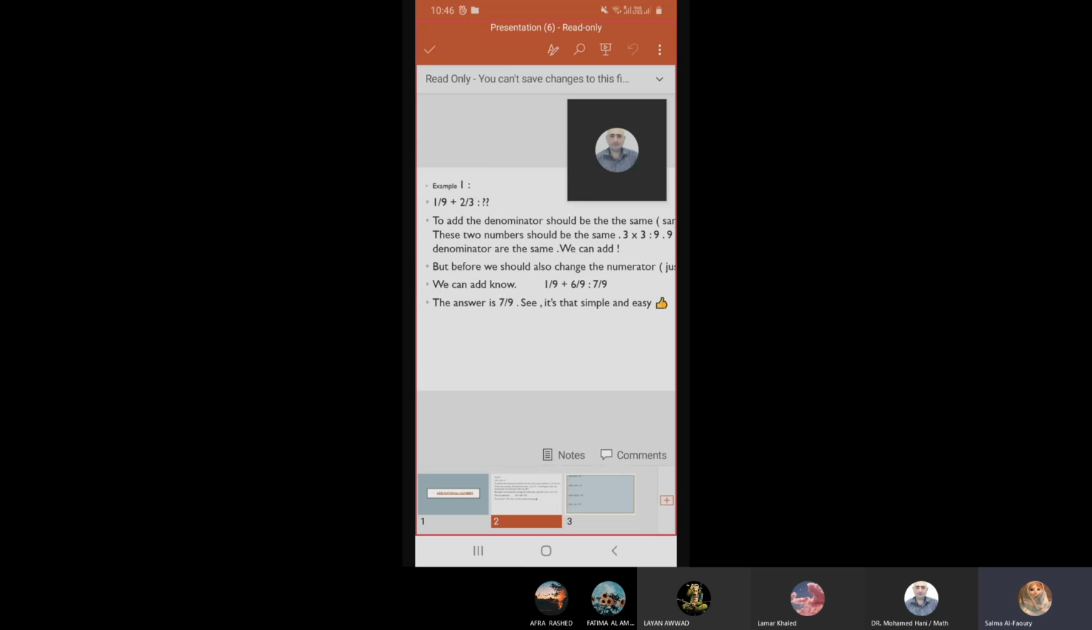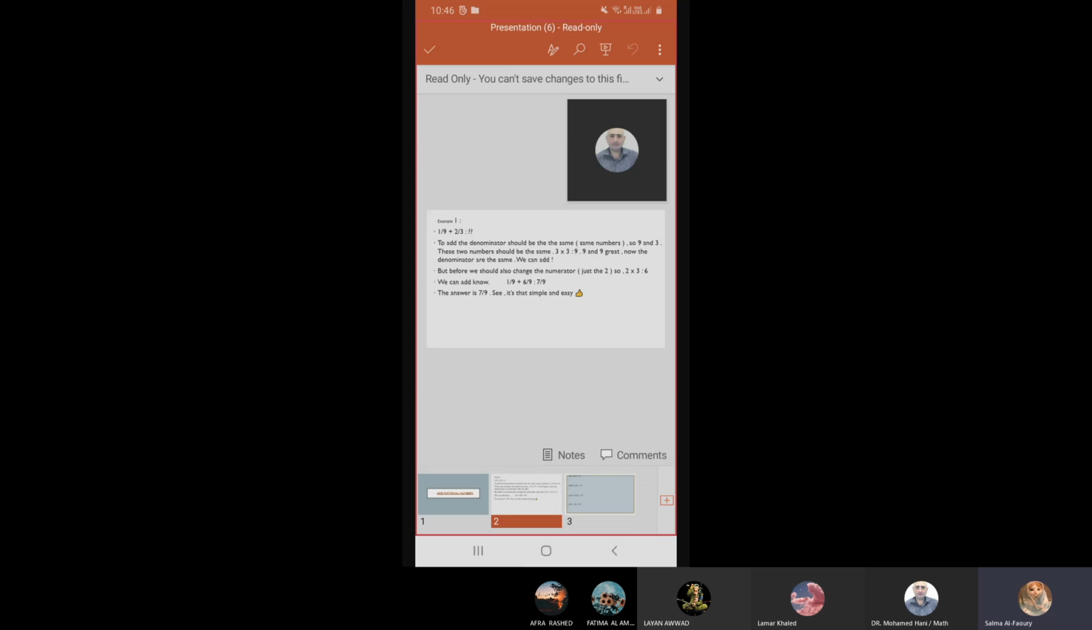But if we wanna add, the denominator should be the same. We mean the same numbers. So here we have the denominators 9 and 3. These two numbers should be the same. So let's see how. If 3 times 3, it will be 9. So this is what's gonna work. So 9 and 9, they're the same numbers. So we can add.